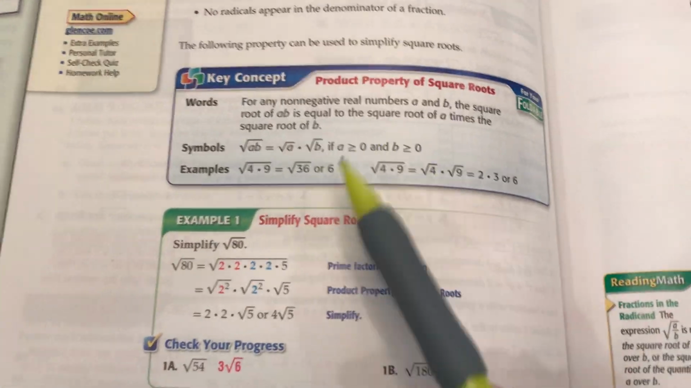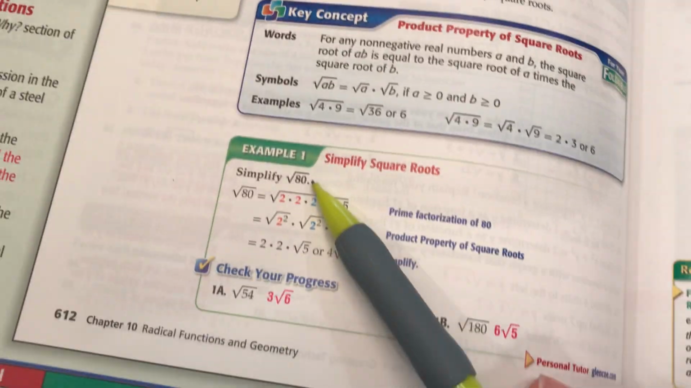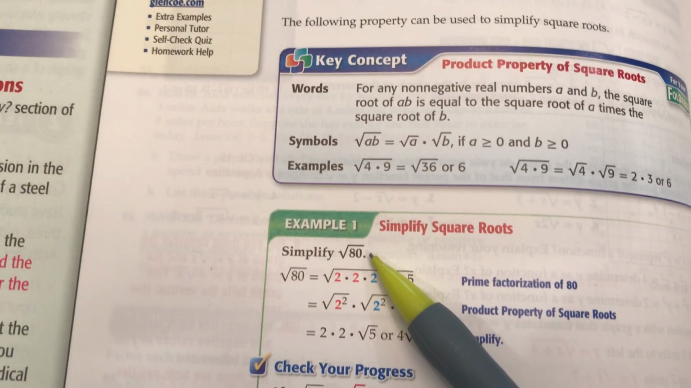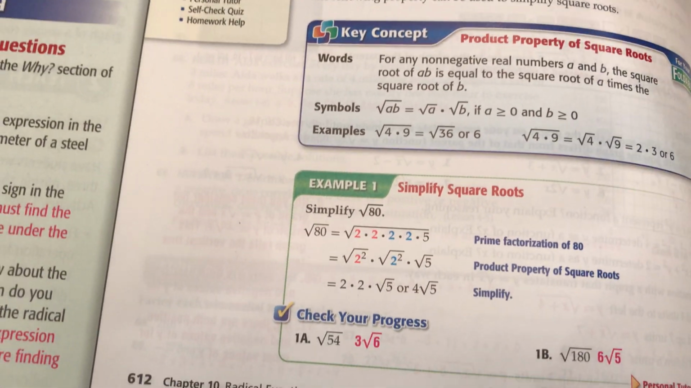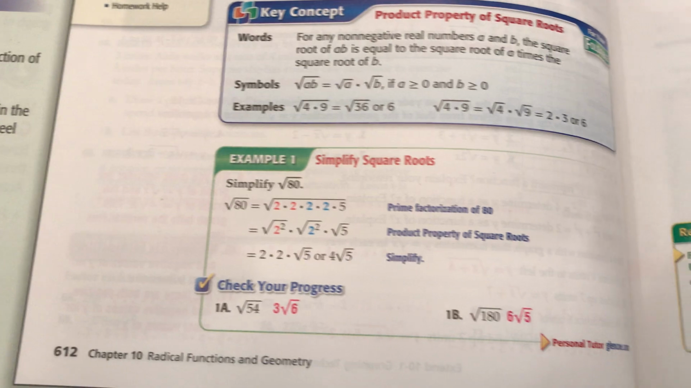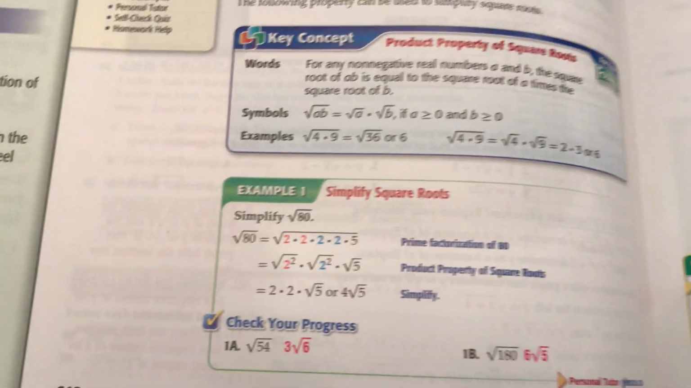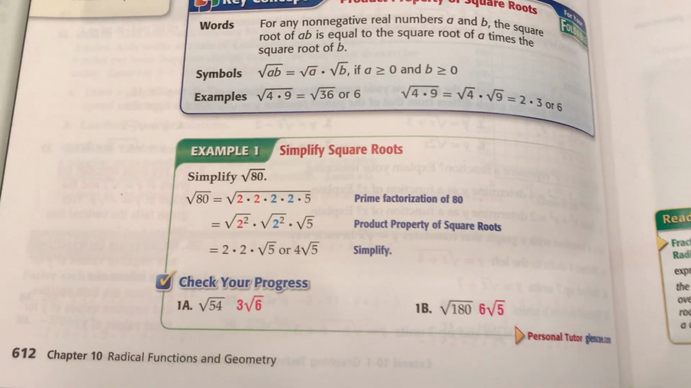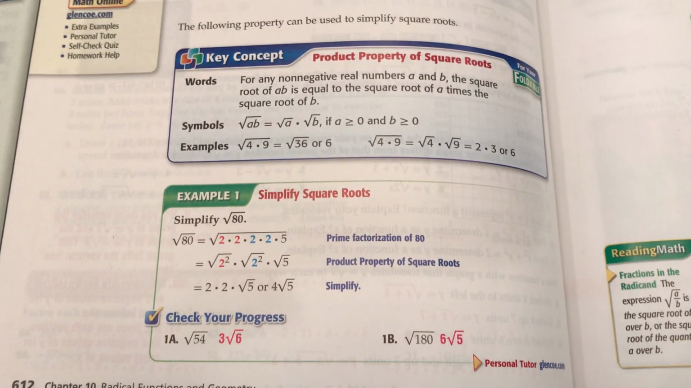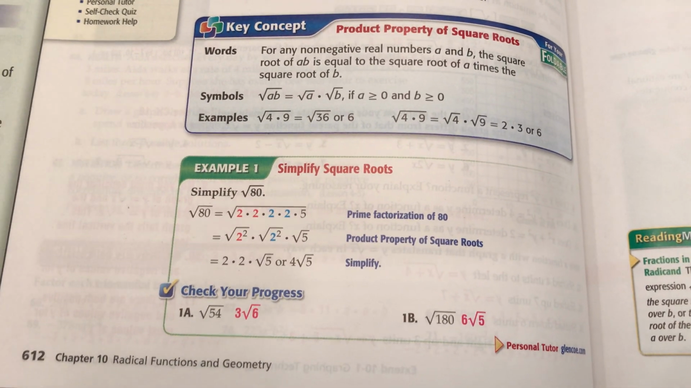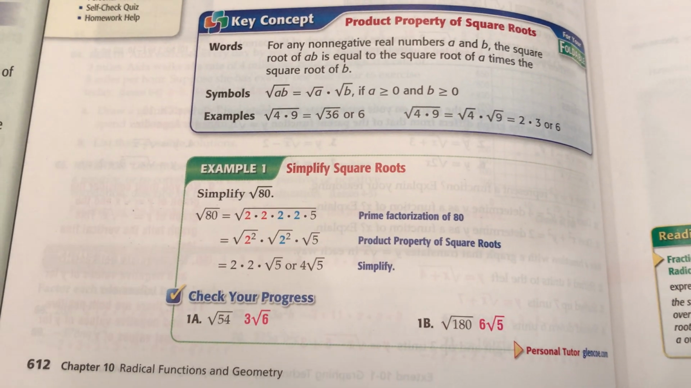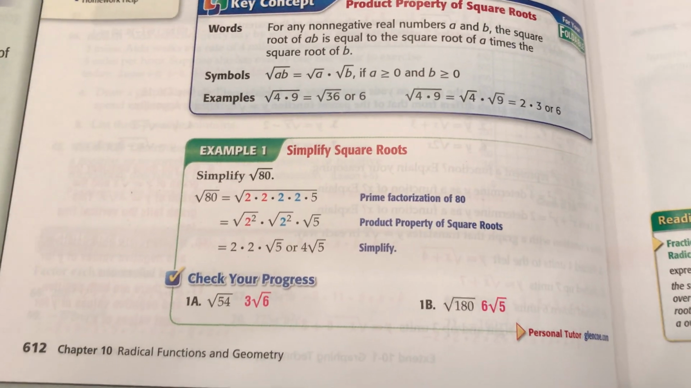But some square roots, like for example, and I'm in your book here on page 612, the square root of 80, if you were to type that in the calculator, you would get a decimal. And a decimal, you have to round some kind of way, whether it's the tenths or the hundredths or whatever. But I'm going to teach you in this lesson how to simplify a square root without using your calculator and without getting a decimal, and this will give you an exact answer.